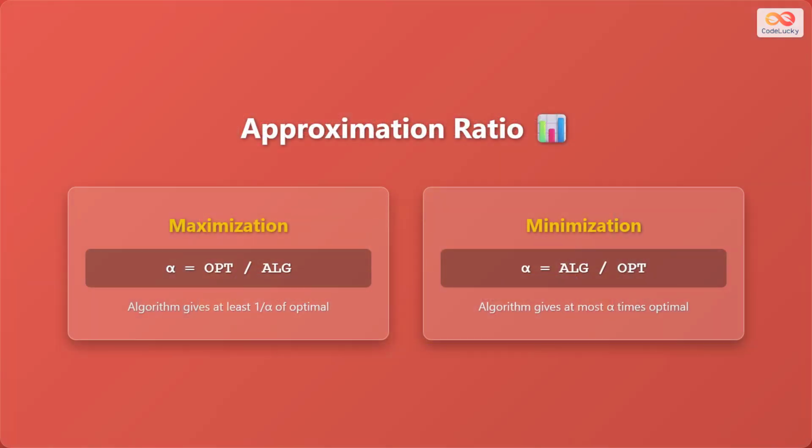The approximation ratio, denoted by the Greek letter alpha, gives us a bound on how much worse the approximate solution can be, compared to the optimal solution. For maximization problems, alpha is equal to the optimal value divided by the value obtained by our approximation algorithm. The algorithm gives at least 1/alpha of the optimal solution. For minimization problems, alpha is equal to the value obtained by our approximation algorithm divided by the optimal value. The algorithm gives at most alpha times the optimal solution.